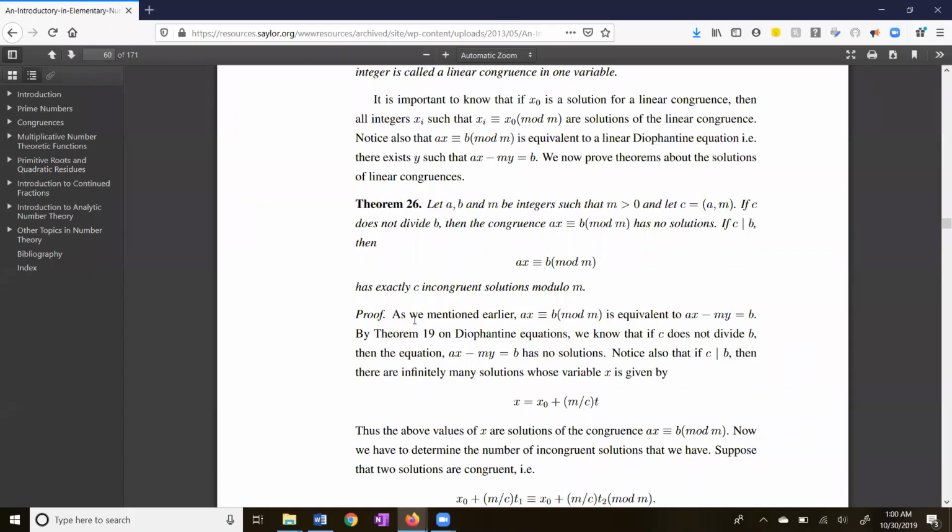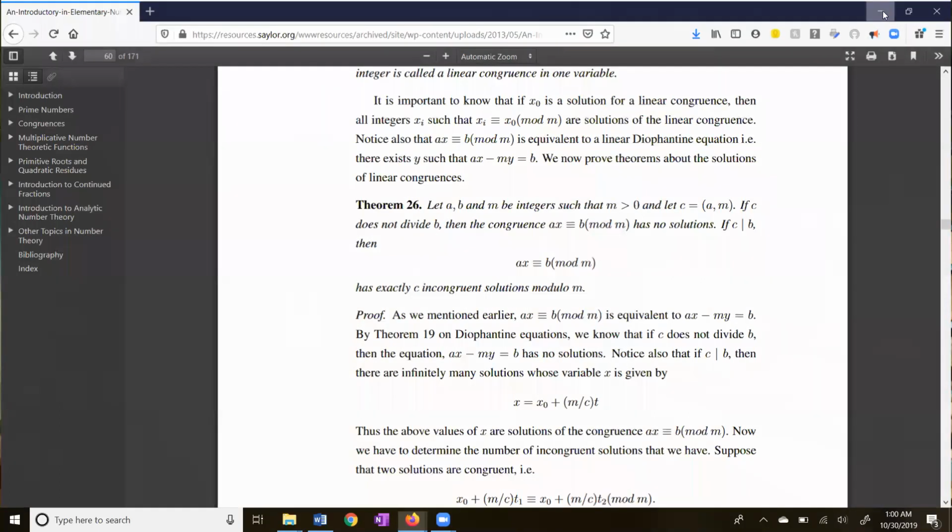Here's the proof. We've proven this congruence earlier in the video. And if we look at AX minus MY equals B, this is a Diophantine equation. And this is going to have a solution when C divides evenly into B. And it's not going to have a solution when C does not divide into B. So our Diophantine theorem can be used to answer this question. Now let's go to our handout and do some examples.